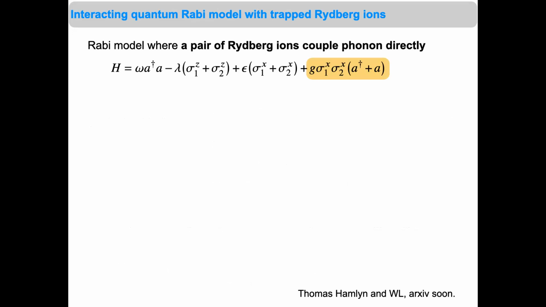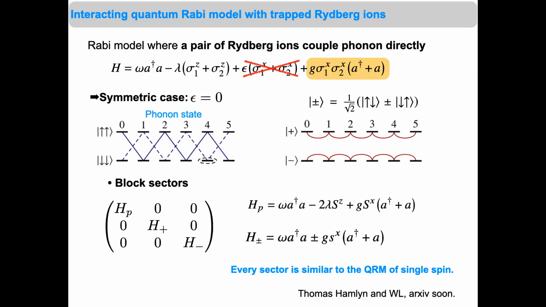So the sigma 1x, sigma 2x are the spin operators of the two ends. And this coupling and this interaction couple with the vibration, corresponding to the breathing mode or the relative motion directly. Okay. So then we find that there are different situations. If we neglect this single spin coupling term, we have the so-called symmetric case. We just gave it a name, symmetric case.